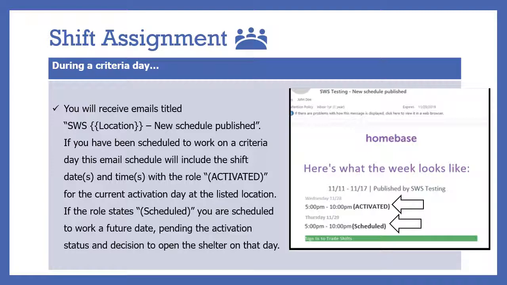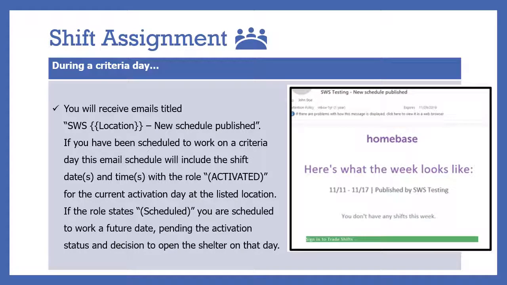If your email contains a shift with the time and the words activated, you will be working at that shelter on that day. If a shelter is not fully staffed and does not activate, any previously scheduled shifts are cleared from the schedule for that day and your 11:30 a.m. email will not show a scheduled shift for the day. If by 8 a.m. or 11:30 a.m. you do not have any assigned shifts to work for the week, your email will state you don't have any shifts for the week.